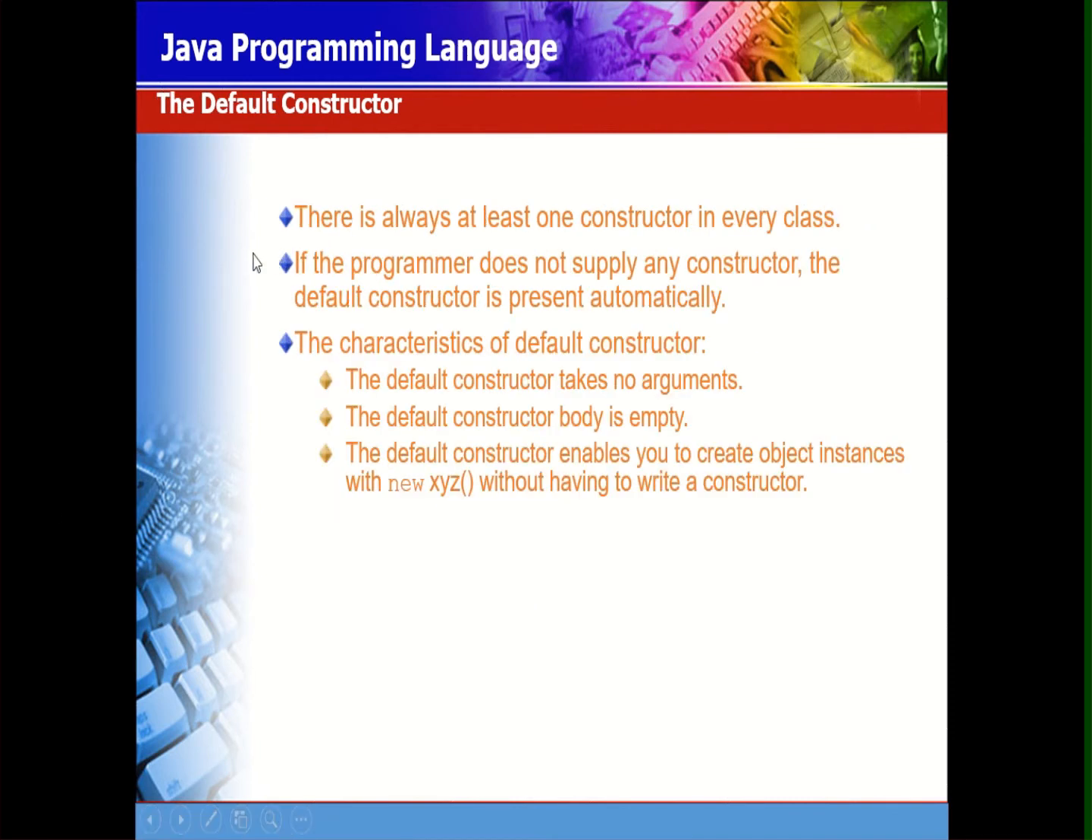Now what is a default constructor? There is always at least one constructor in every class. If a programmer does not supply any constructor, the default constructor is present automatically. The characteristics of the default constructor: it takes no argument, and the default constructor body is empty. The default constructor enables you to create an object instance with new xyz. Here new is a keyword and this is the name of a class with which an object of a class is created without having to write a constructor.